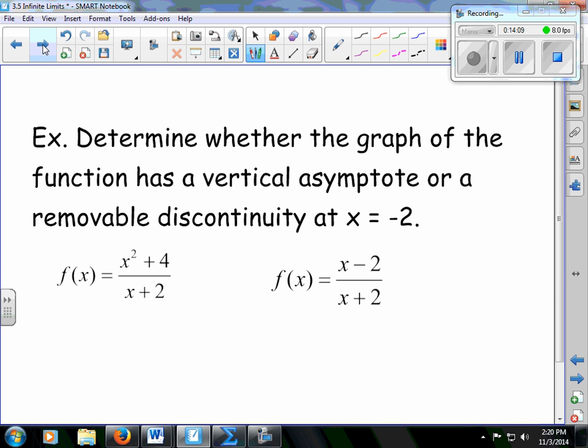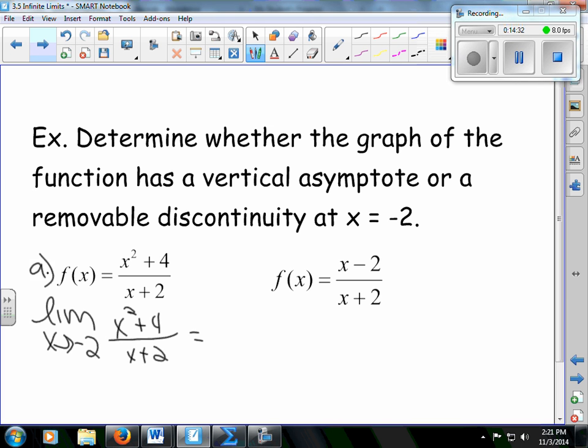Here's another one. Determine whether the graph of the function has a vertical asymptote or a removable discontinuity at x equals negative 2. In this first letter A, if I do the limit as x approaches negative 2, my numerator does not factor because it's x squared plus 4. So if I plug in a number close to negative 2 but right of it, maybe negative 1.9, I'll get a 0 but positive in the bottom. And in the top, I'll get 8.